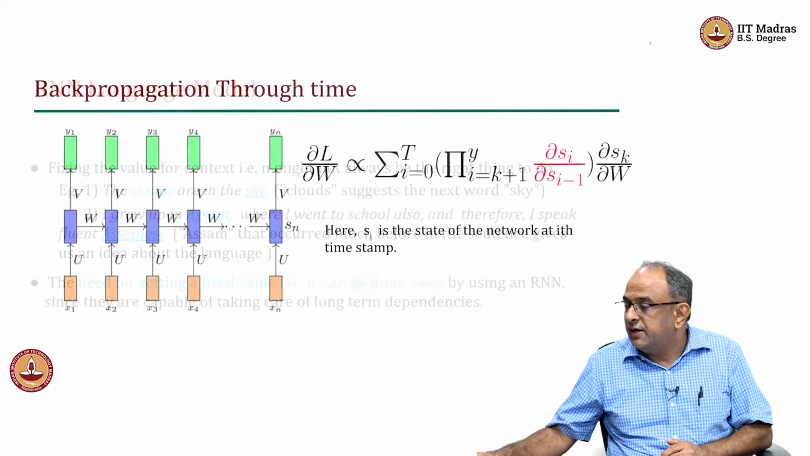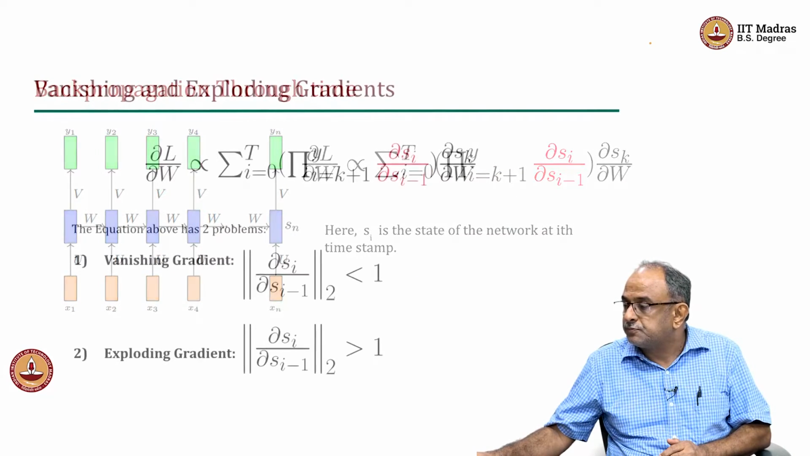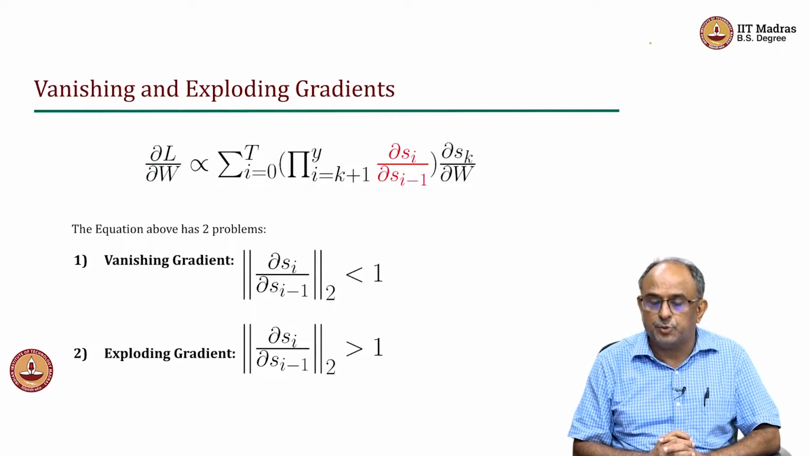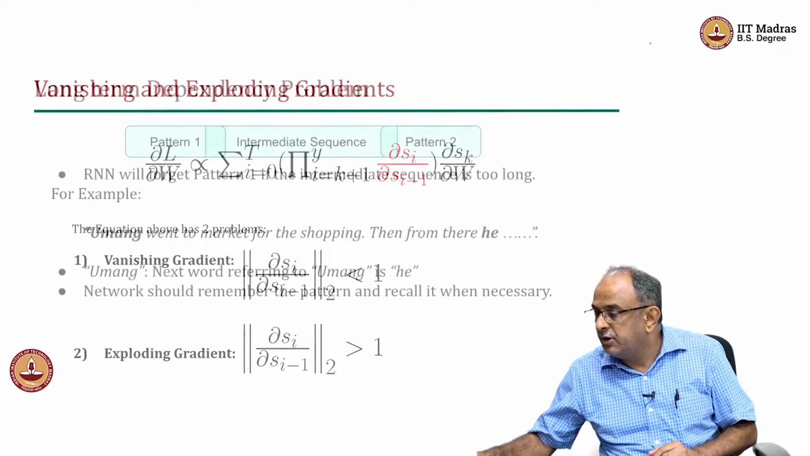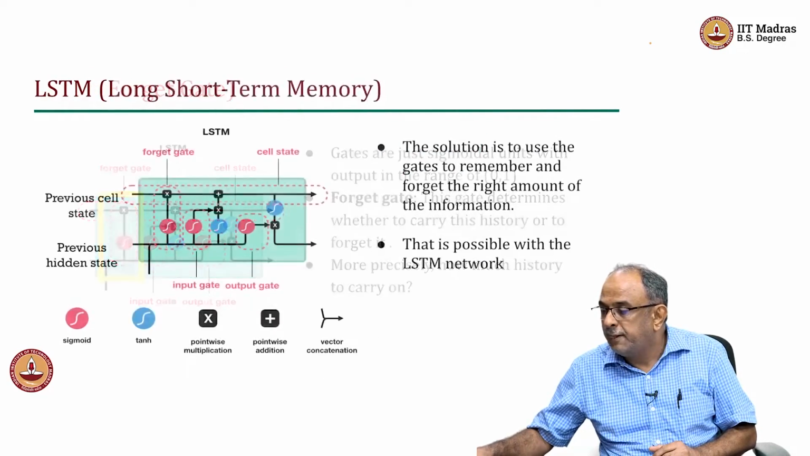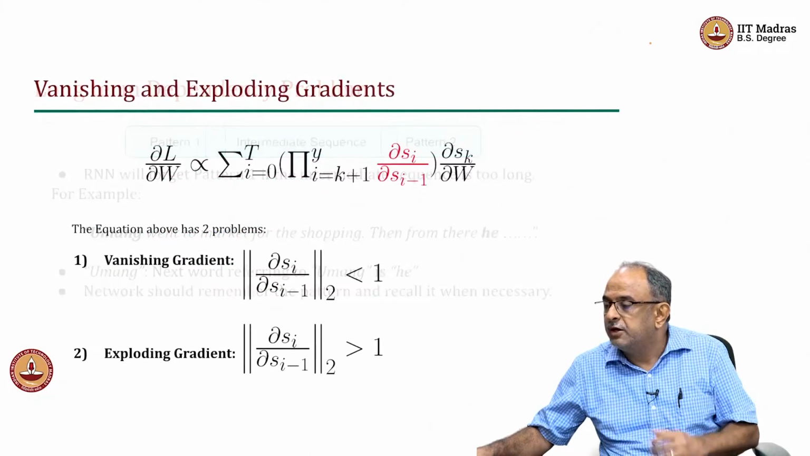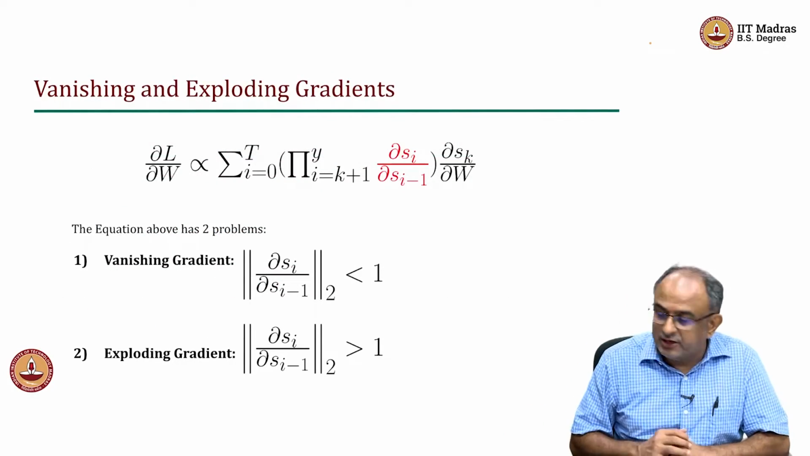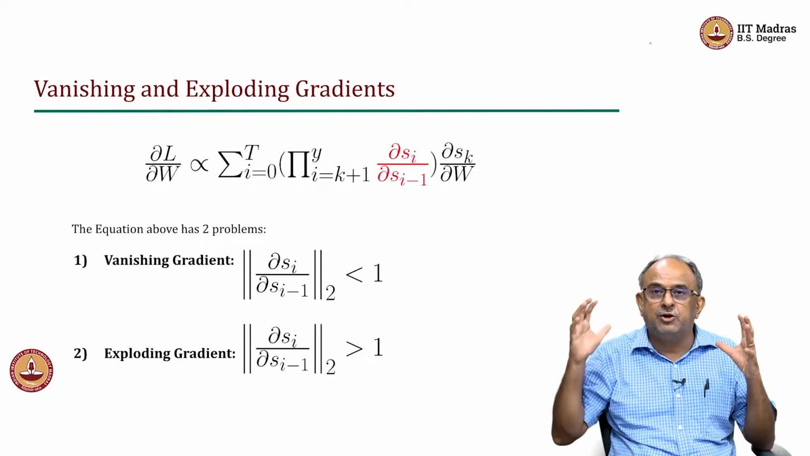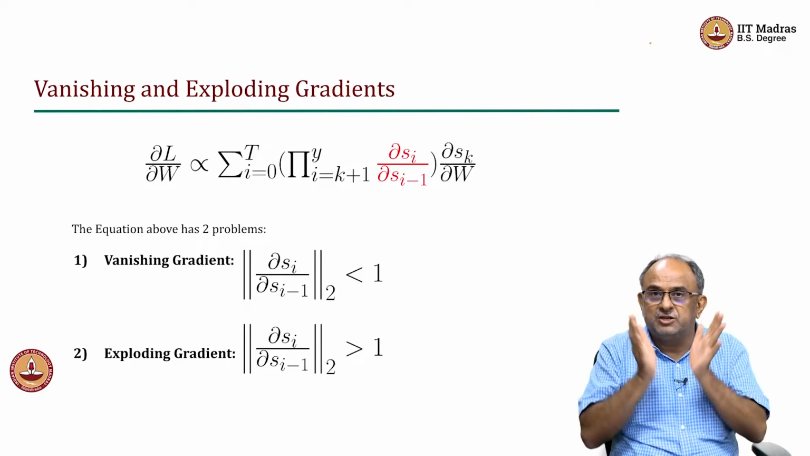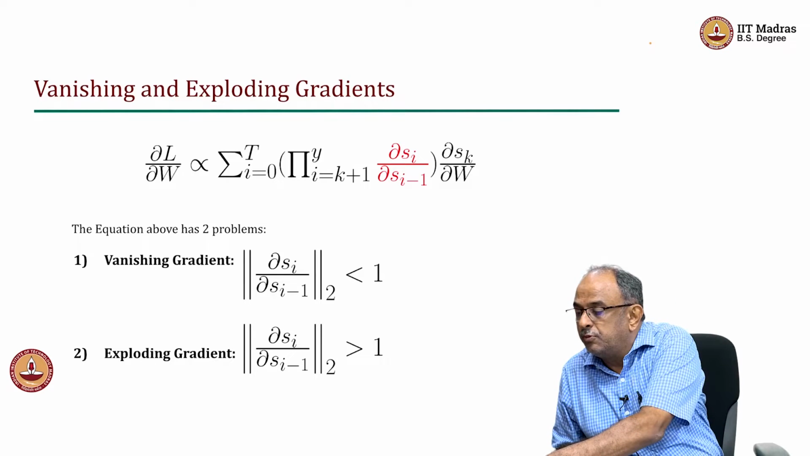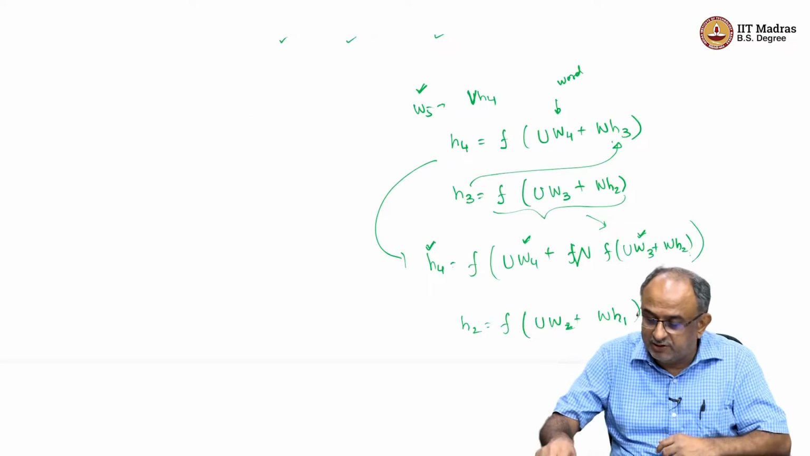But more importantly, we have something called the vanishing gradient and exploding gradient problem. The idea is: how do we train a neural network? Let me go back to this lecture.